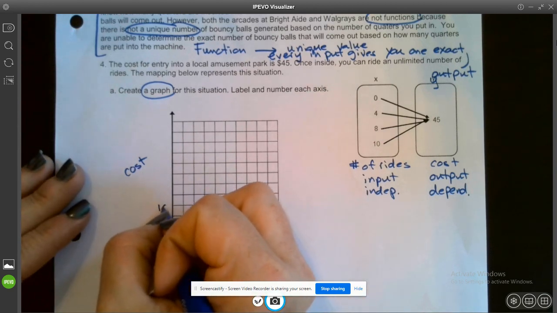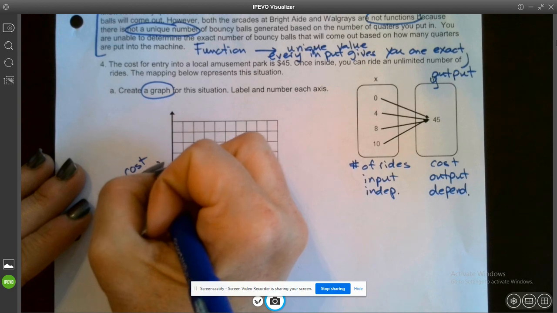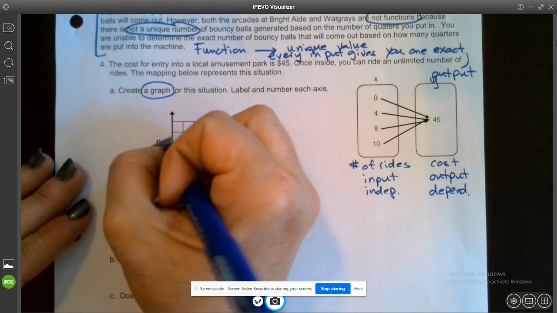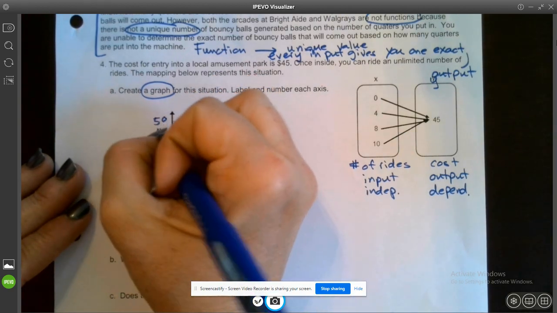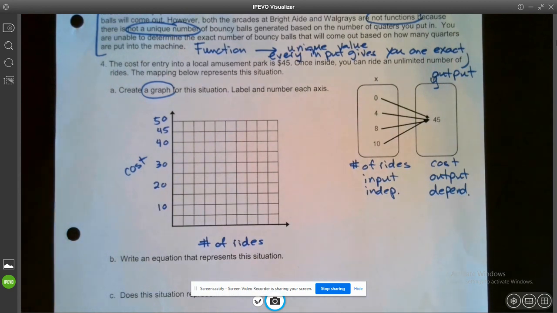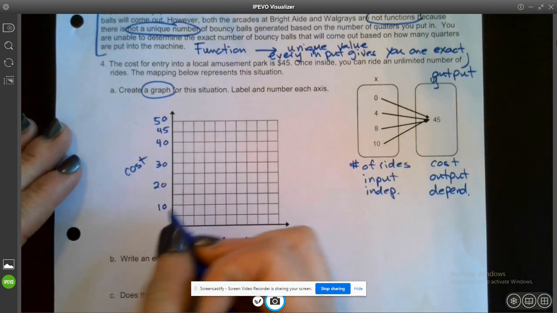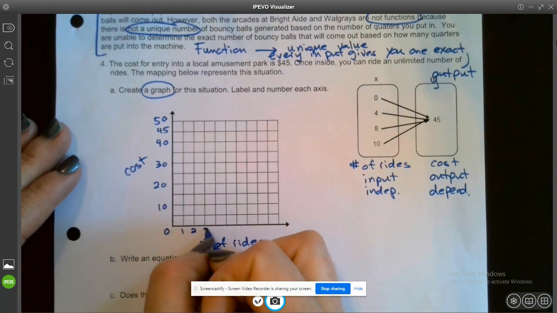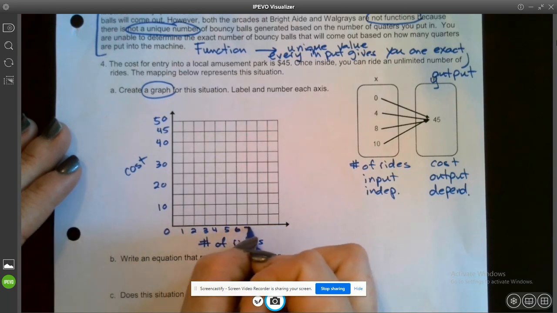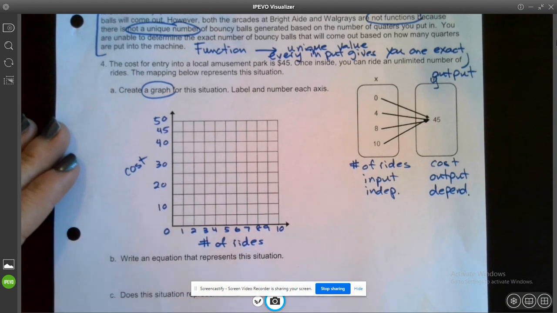So maybe we just go by 10: 10, 20, 30, 40, and 50. So our magic area there is going to be 45. I might just write that in. And then for number of rides, I think we could just go by 10. So 0 rides, and then 1, 2, 3, 4, 5, 6, 7, 8, 9, 10. That worked out really well.